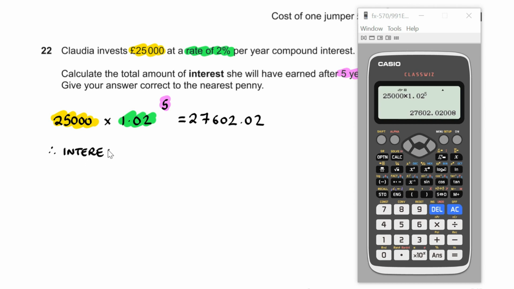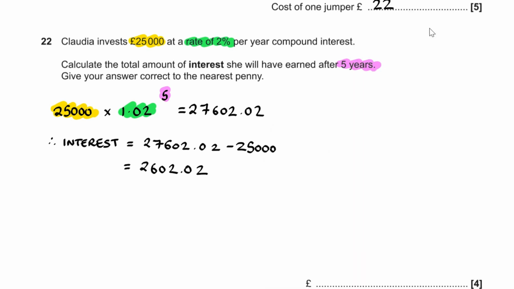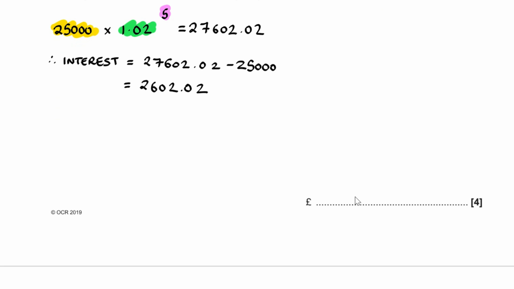interest we'd have 27,602.02 take away 25,000. So here we get 2,602.02, as we see here. So we've got 2,602.02.